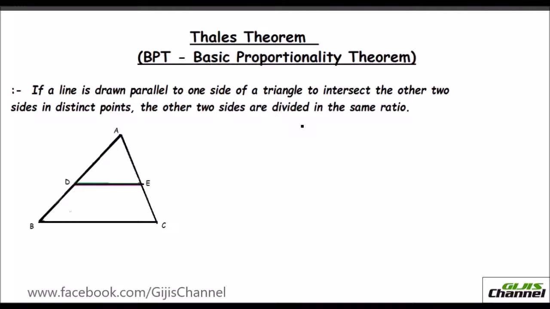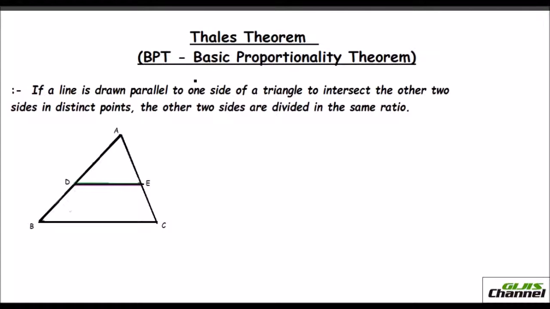Today we are going to learn one important theorem in the chapter triangle. It is Thales theorem. You can also call it basic proportionality theorem or BPT theorem. If a line is drawn parallel to one side of a triangle to intersect the other two sides in distinct points, then the other two sides are divided in the same ratio.